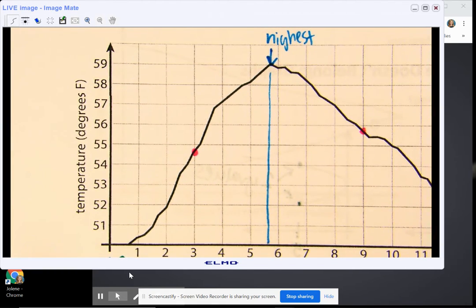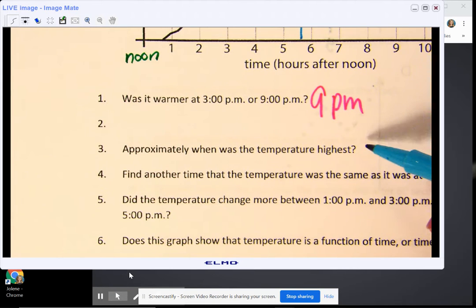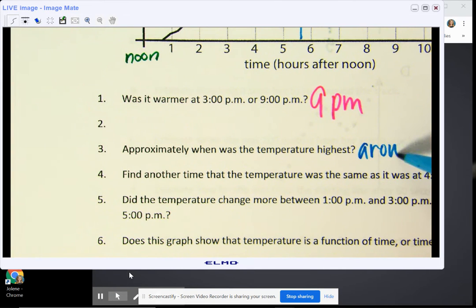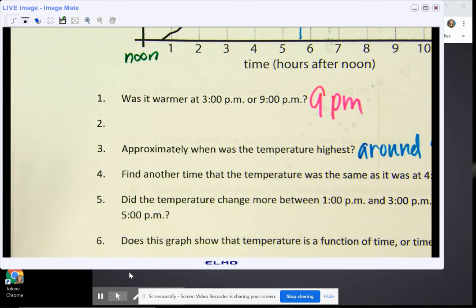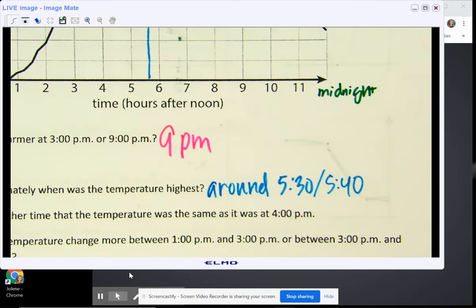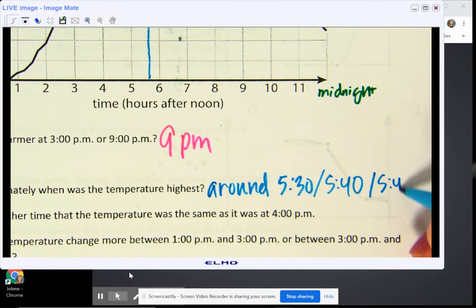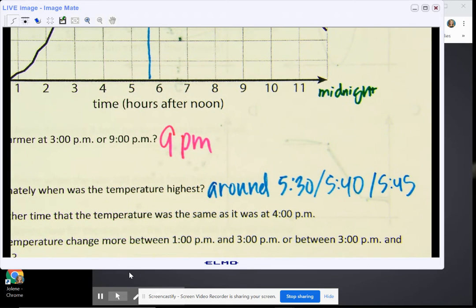That would be wrong. So for number 3, somewhere around 5:30, 5:45, 5:40, something like that. Okay, somewhere around those times. Definitely not 6, definitely not 5, somewhere closer to 6.